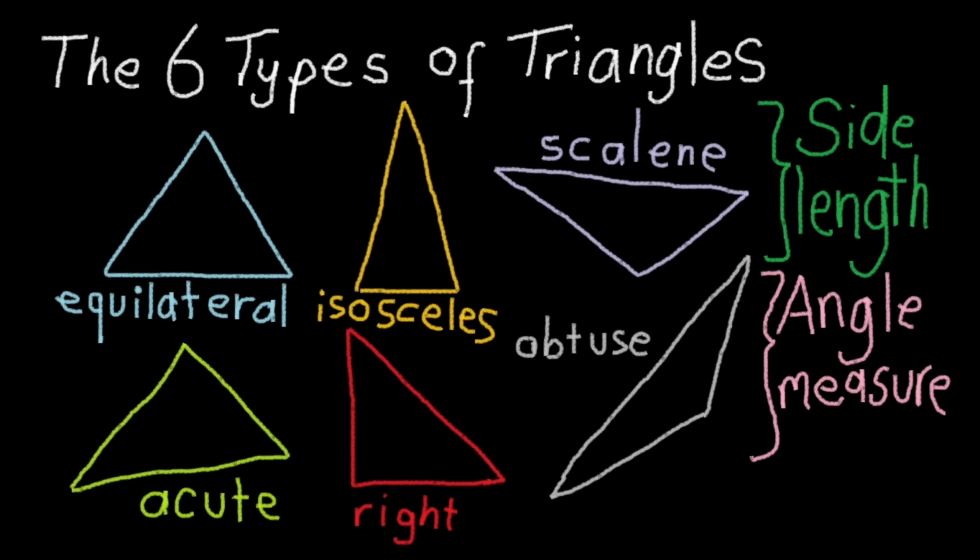We finished the types of triangles based on their side lengths, and now it is time to learn the types of triangles based on their angle measures. The first type of triangle in this category is the acute triangle.